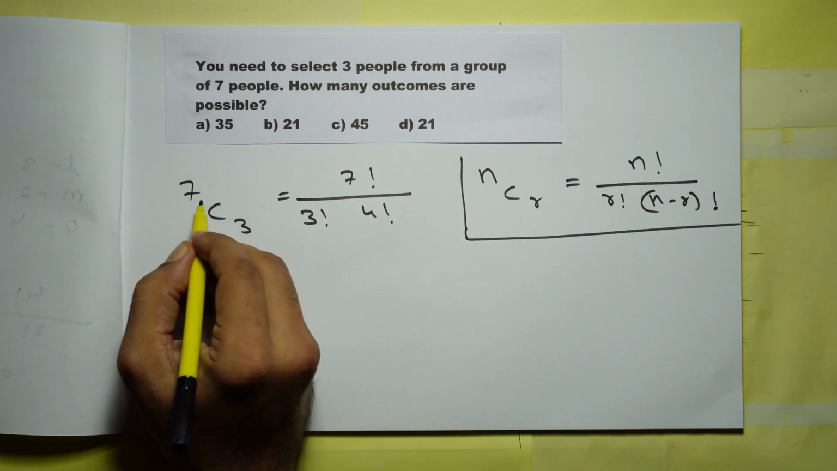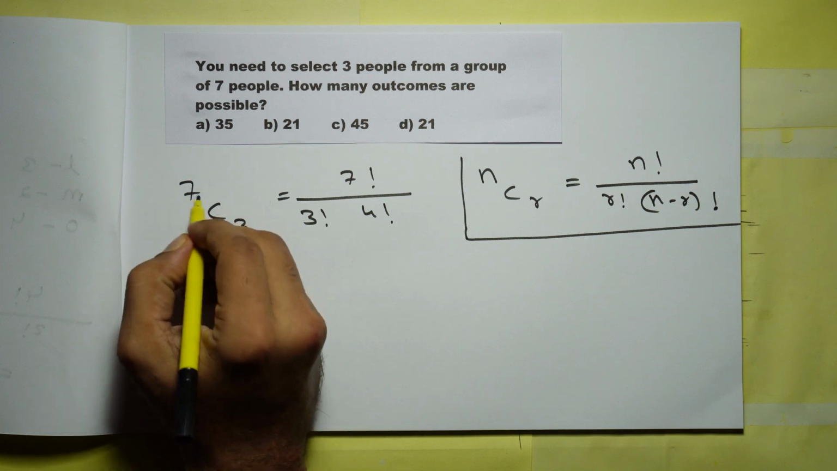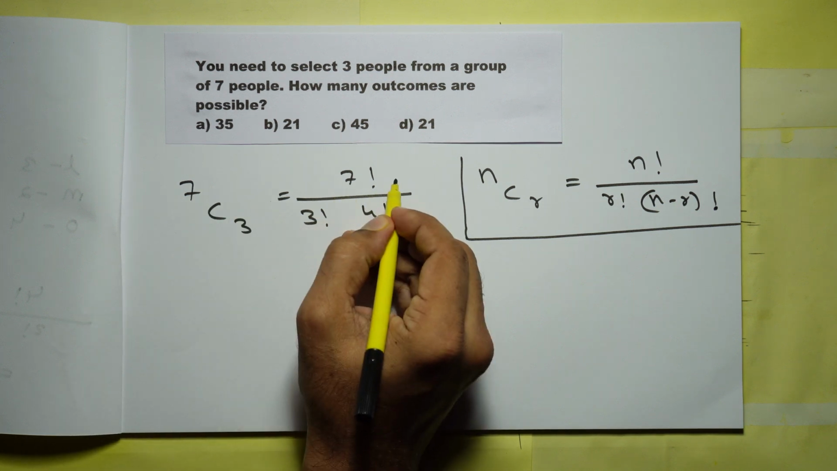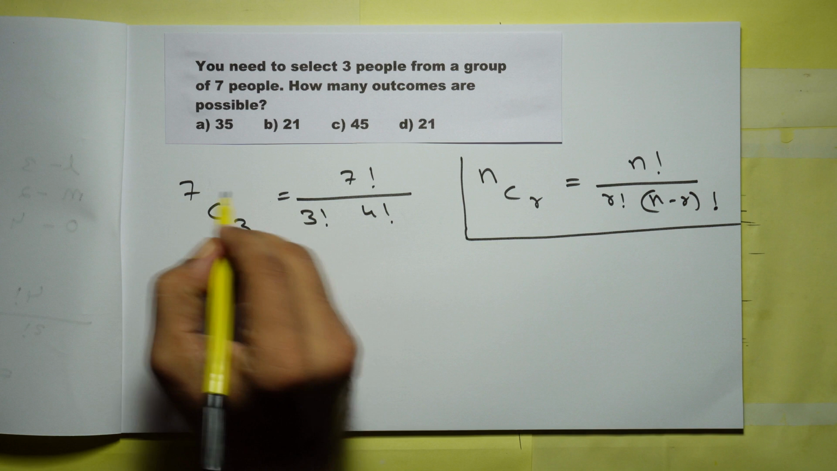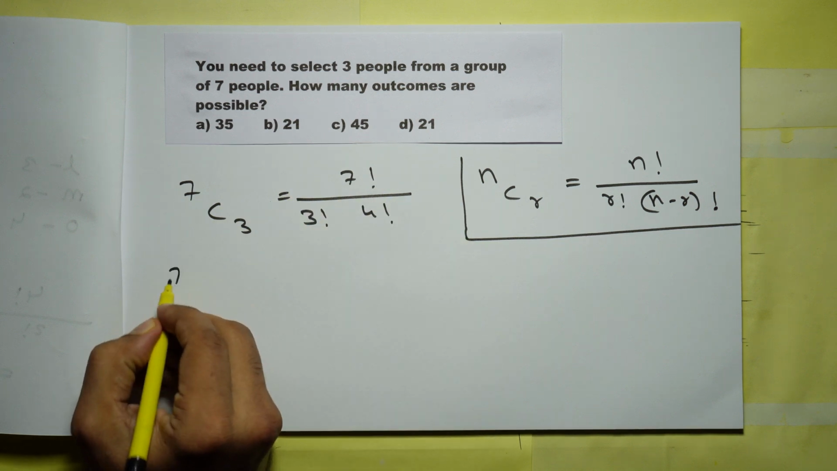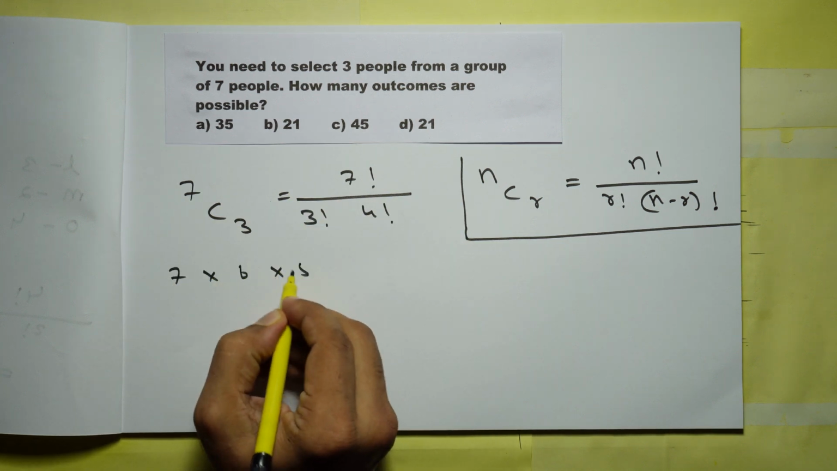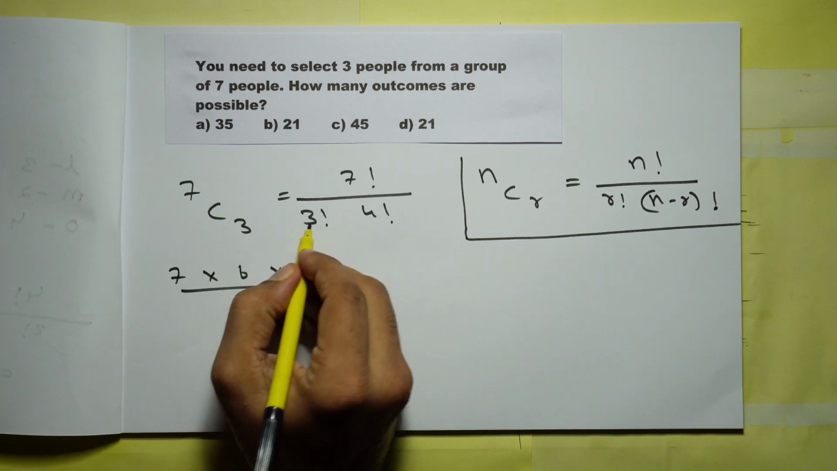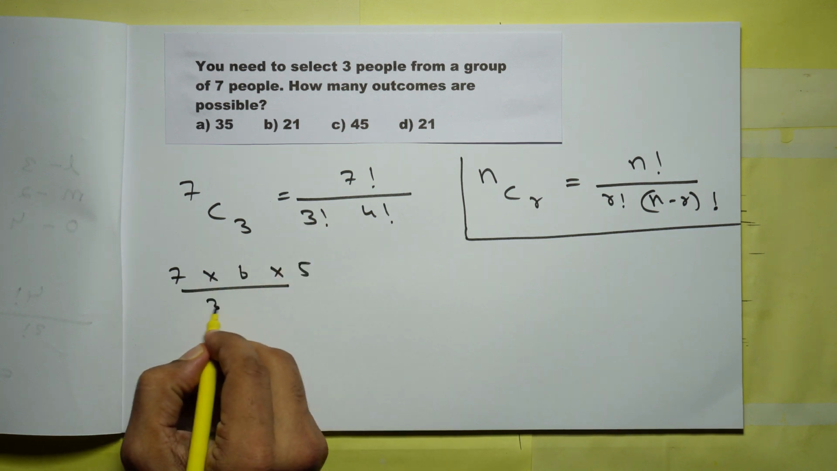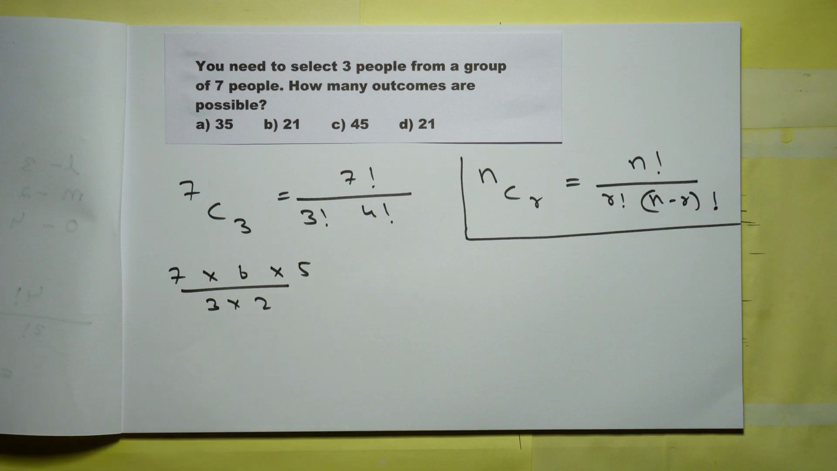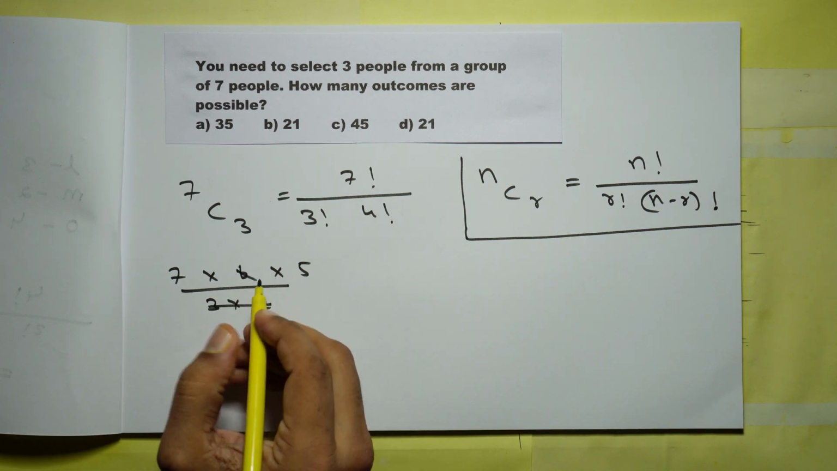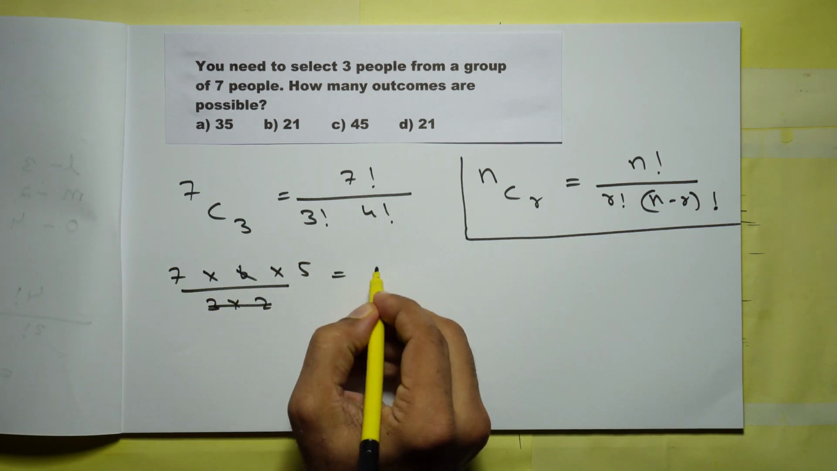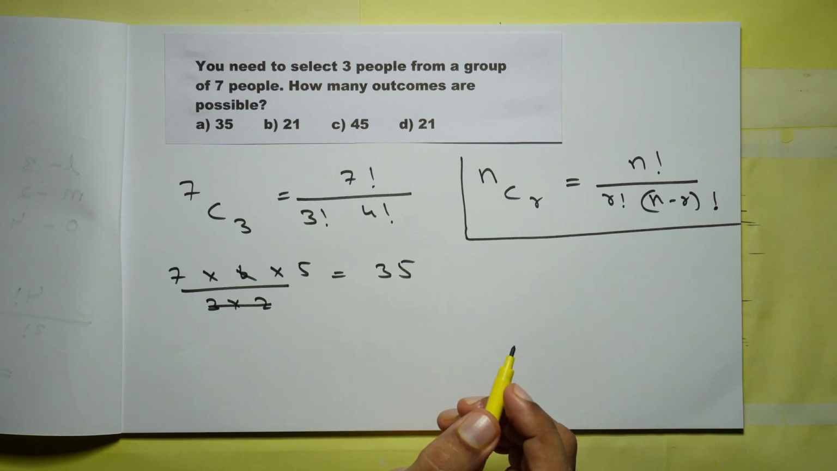Now when you calculate 7C3, in the numerator there will be 3 terms, that is, starting with 7 and going backwards. So that will be 7 into 6 into 5. And in the denominator there will be this 3 factorial, that is 3 into 2 into 1. So 3 into 2 I'll cancel with this 6. So remaining 7 into 5, altogether 35 possible outcomes.